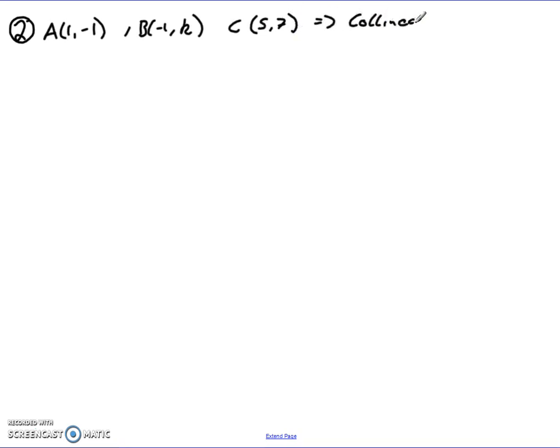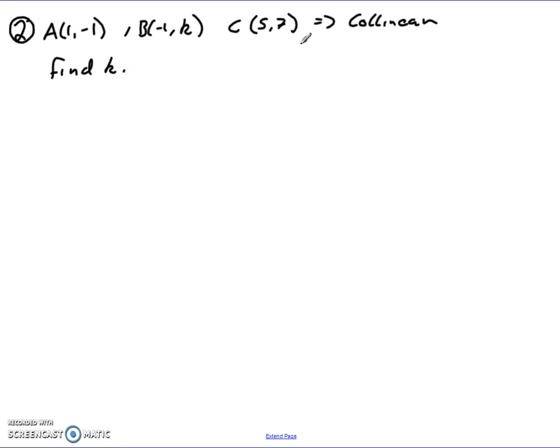However, what we also may get is told points are collinear, fill in the gaps. So for example, if I had a point A at 1, negative 1, a point B at negative 1, comma k, so some generic value k, and point C at 5, 7. Now imagine if I told you that they are collinear. So we know they're collinear already. Ultimate goal is to find k. We have to utilize this.